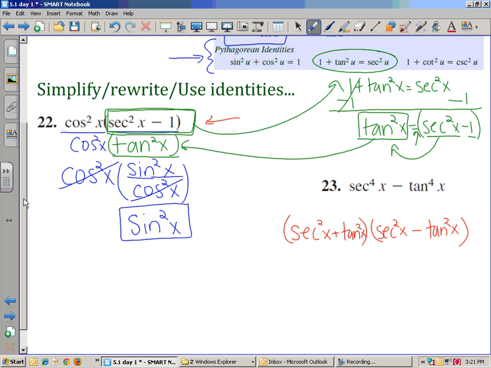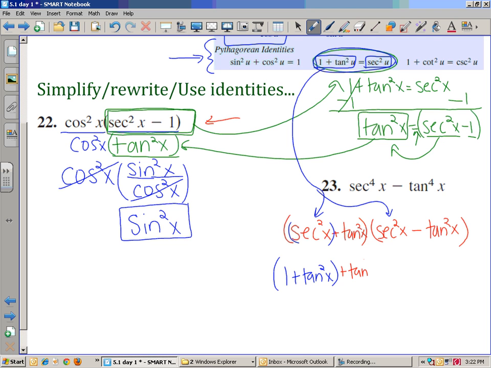Well, I know what secant squared is. I've already used that one. So let me plug those in here and see if that helps me at all. So now I'm going to make this substitution. Wherever I see a secant squared x, I'm going to plug in 1 plus tangent squared x. So this is going to become 1 plus tan squared x. And then we still have our plus tan squared x.